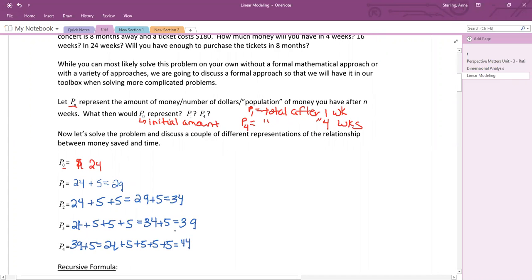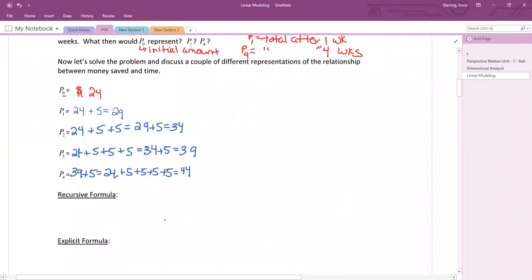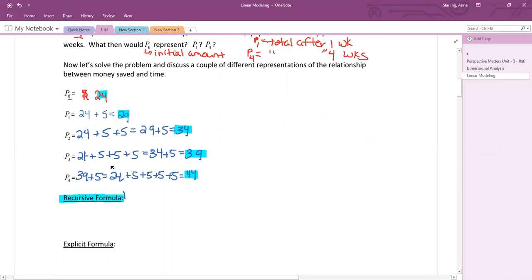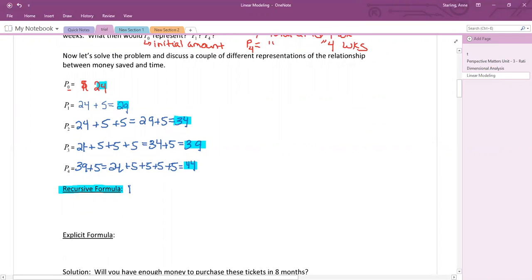Okay, so we have the first part of the question. How much money will you have in 4 weeks? You want to continue this for 16, for 24, and so forth. It may take you a little bit of time. So instead, we have this idea of a recursive formula. Over here, we had 29, which was the previous value plus 5. Then the next one was 29 plus 5, then it was 34 plus 5, and we kept adding to the previous value. So for this recursive formula, any P of N at any point, so week 4, week 3, what have you, was equal to the previous week plus $5. So that's our recursive formula.